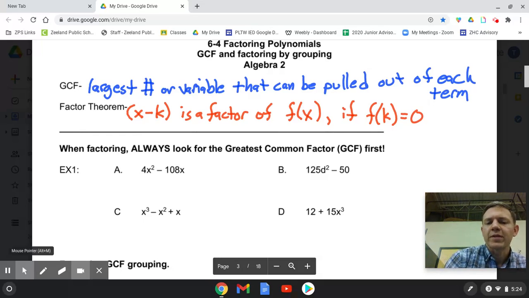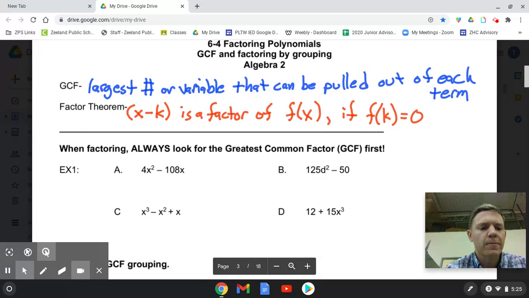Okay, so x minus some number will be a factor of a function if when you plug in that number, whatever it is, you get out 0. That's the point of a factor. You plug it in, that's the point of factoring. We're trying to find what numbers make our equation 0. So x minus k is a factor of f of x if when you plug in that k, you get out 0. All right, so let's try some examples.